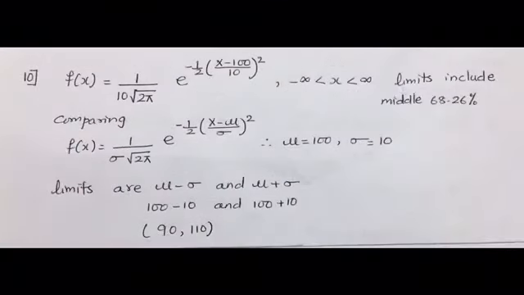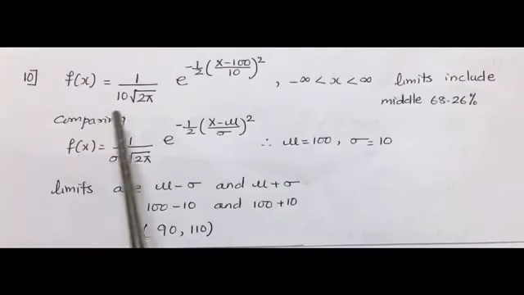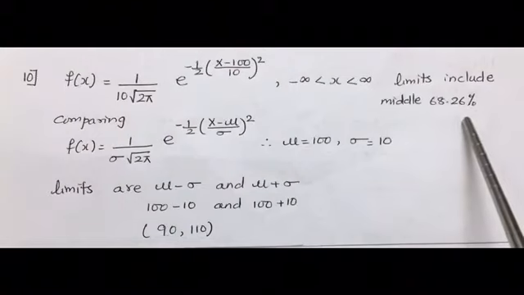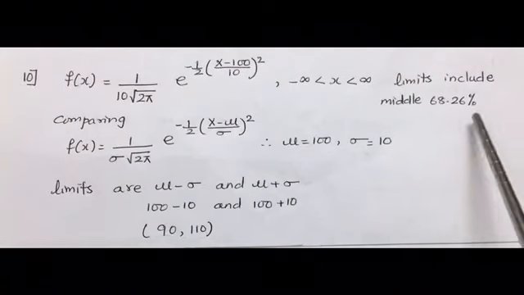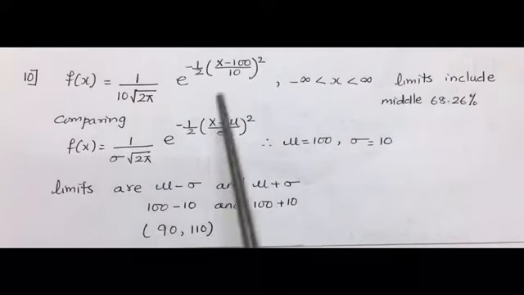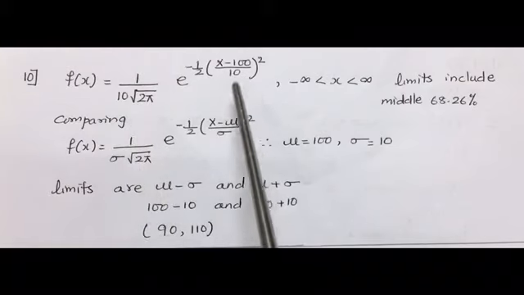Question number 10 is, a normal variable x has the probability density function as given in this form. For this distribution, obtain the limits which include the middle 68.26% of the observations. Now comparing this density function with the original one, we get the value of sigma as 10 and mu as 100.